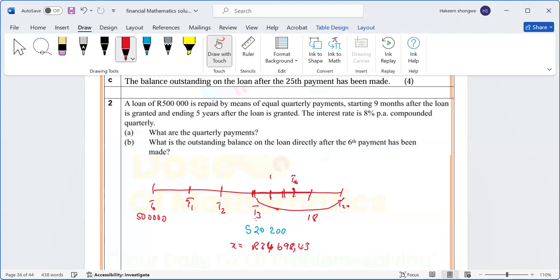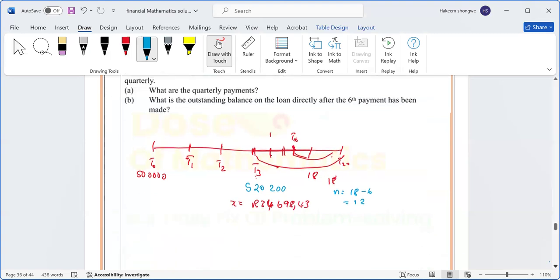Now, all in all, we had 18. Now 18 were at T6. How many are still outstanding? Outstanding months. Let's do it with a different color here. It's going to say 18 minus the 6, which is going to be equal to what? Number of payments is going to be 12. They said after the sixth payment has been made.